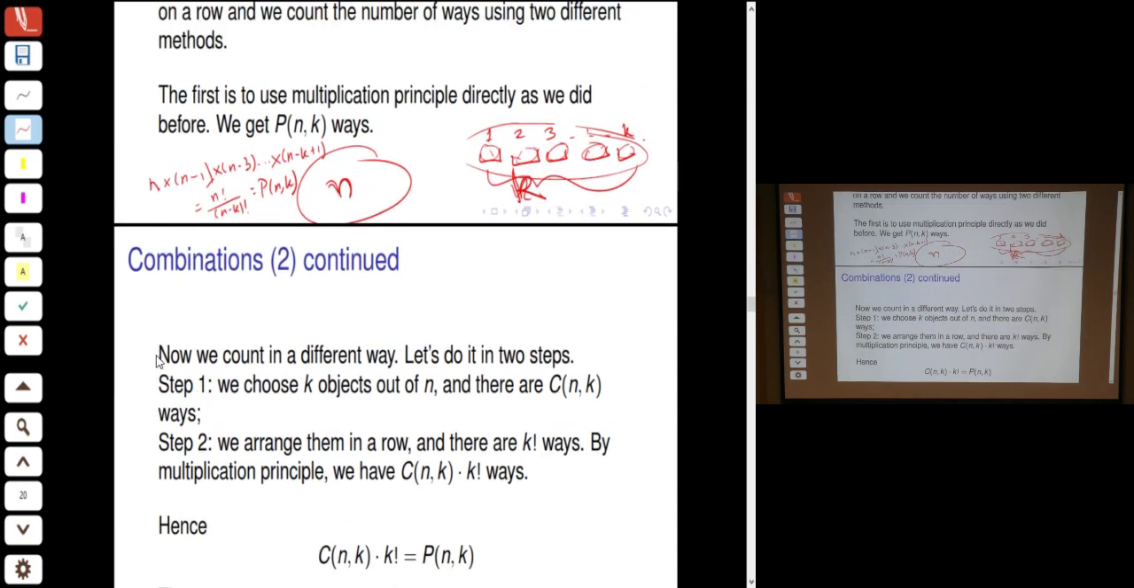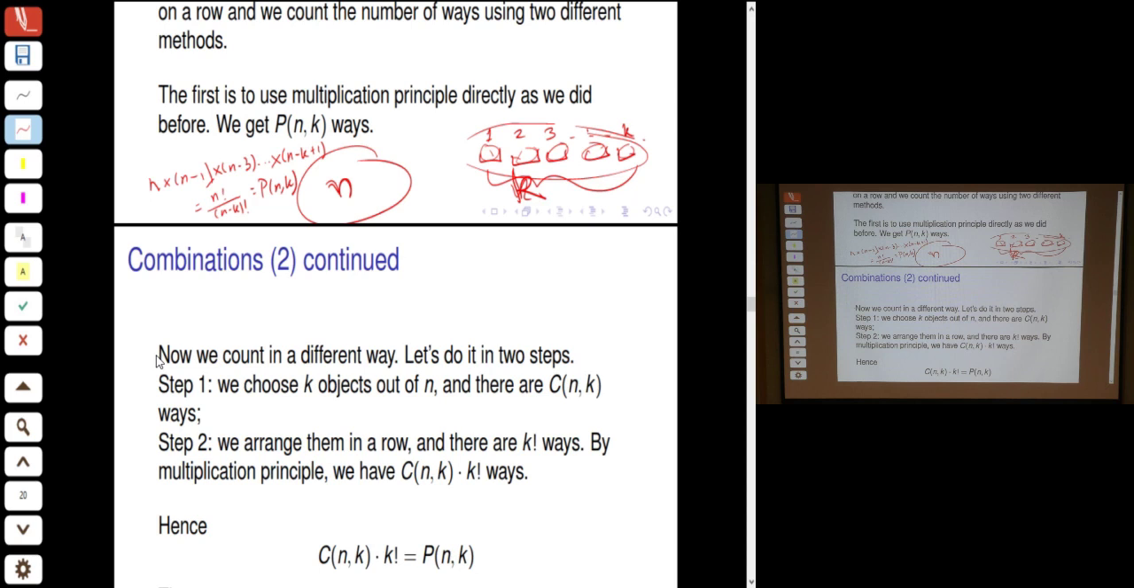But now, let us count the same thing, that is the number of ways of arranging, ordering k objects out of n different objects in a row. On one hand, that number is P(n,k), which is n factorial over n minus k factorial, which you already know, but we will now count it in a different way.